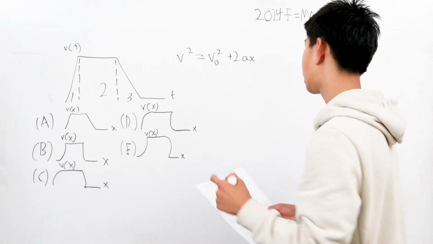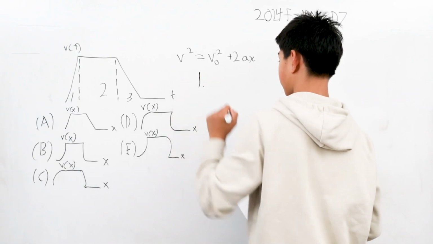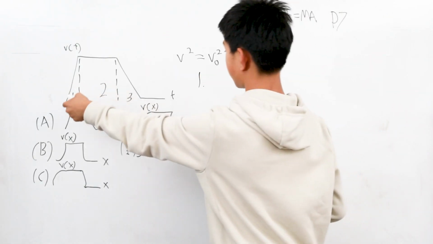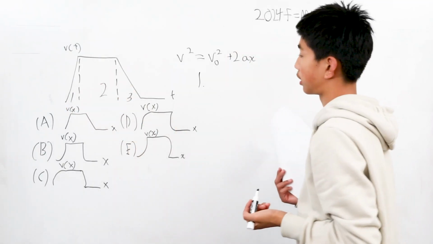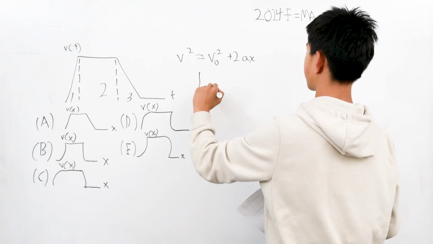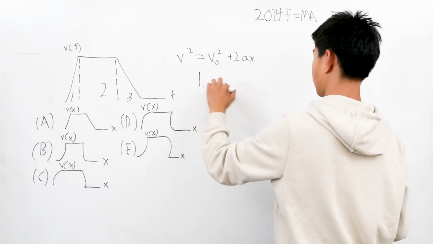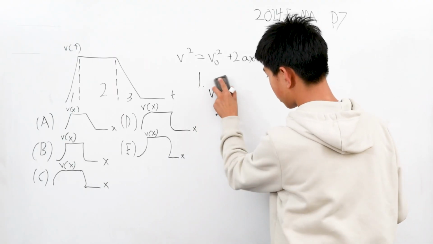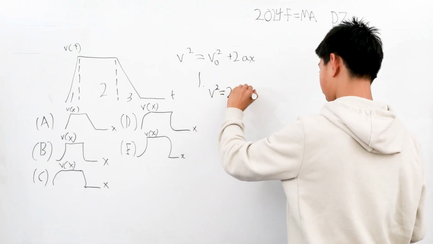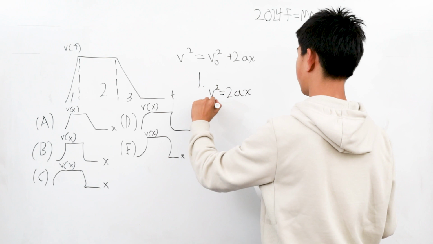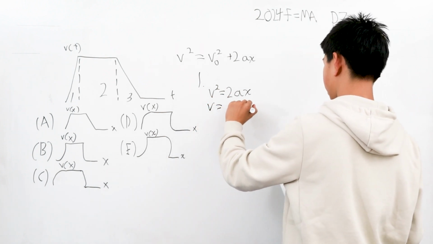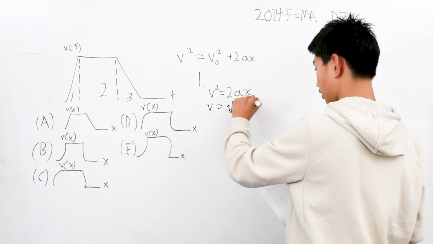Now at part 1, let's see here. Our initial velocity is 0. So v squared is 2ax. Therefore, square rooting both sides, v is the square root of 2ax.